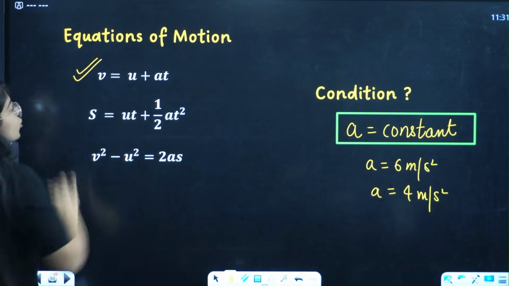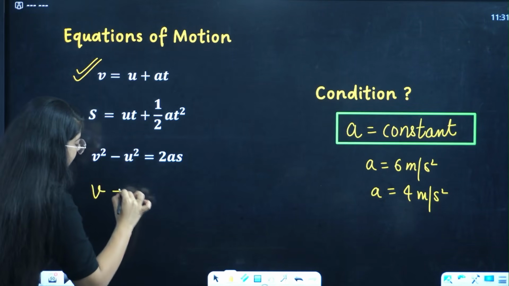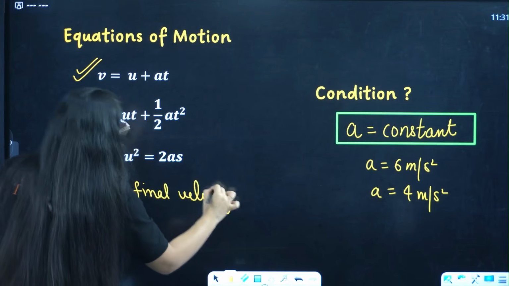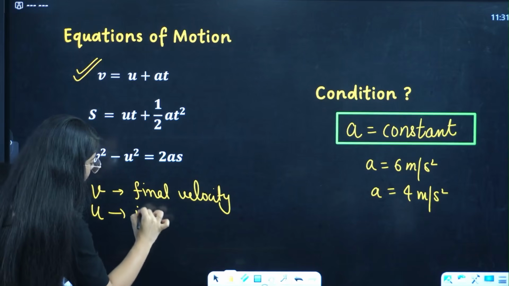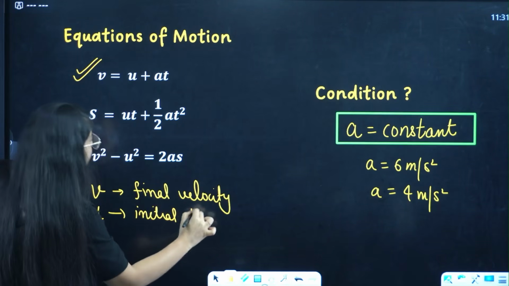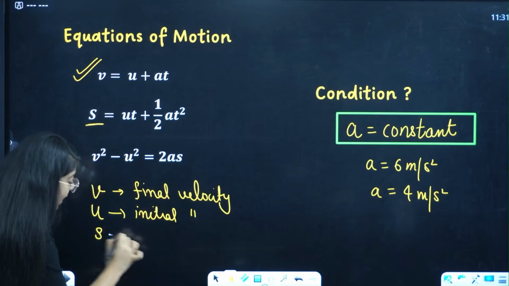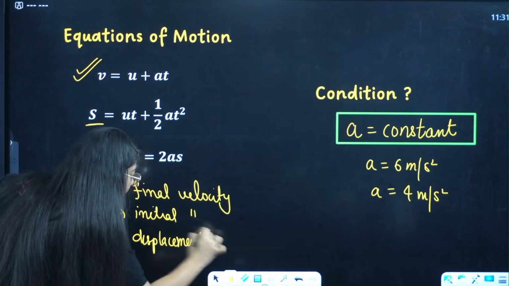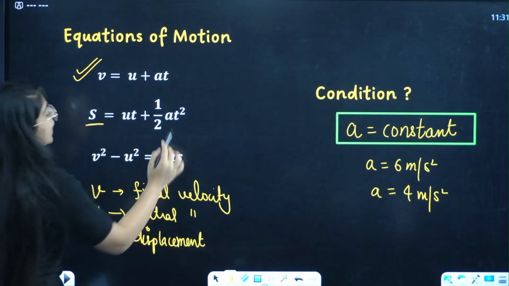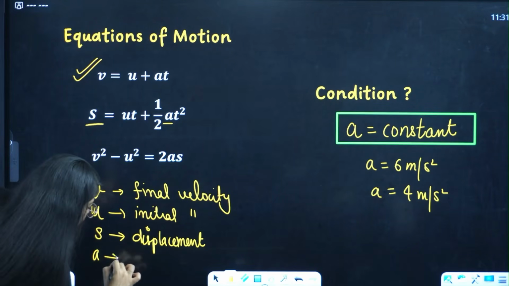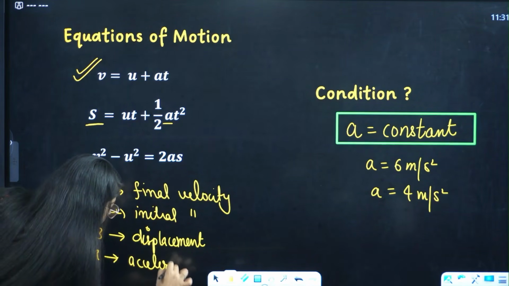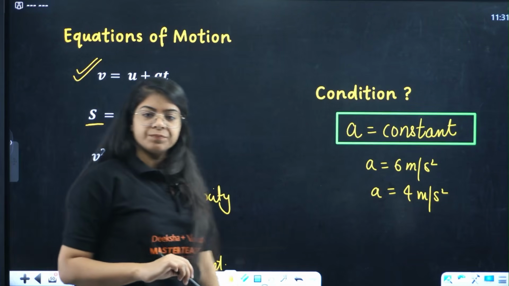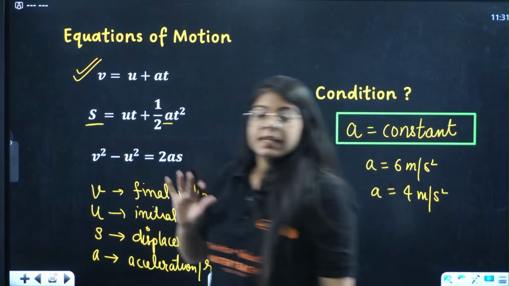Now, V equals U plus AT. V is my final velocity. I'll do one numerical on this, don't worry. U is my initial velocity. S is your displacement. It is displacement, not distance. Remember, it is displacement, the shortest path. Then A is your acceleration, or in any case it can also be retardation. Understood these three equations of motion?